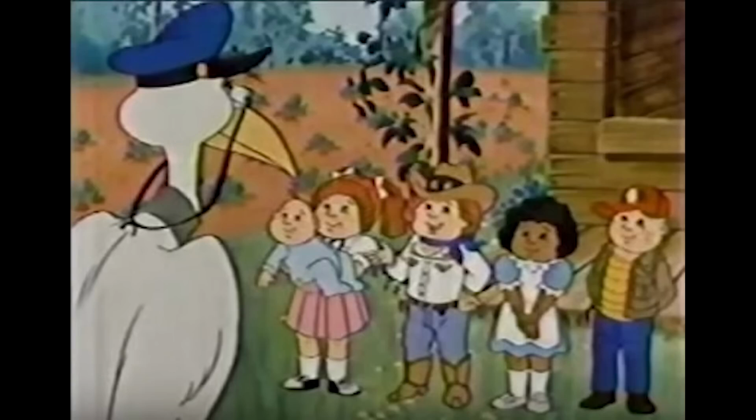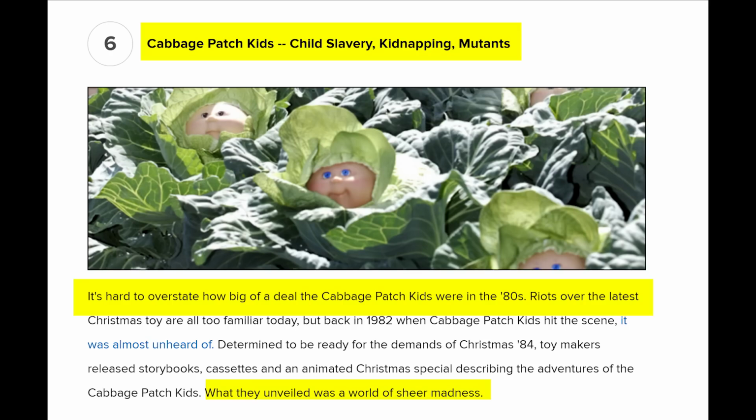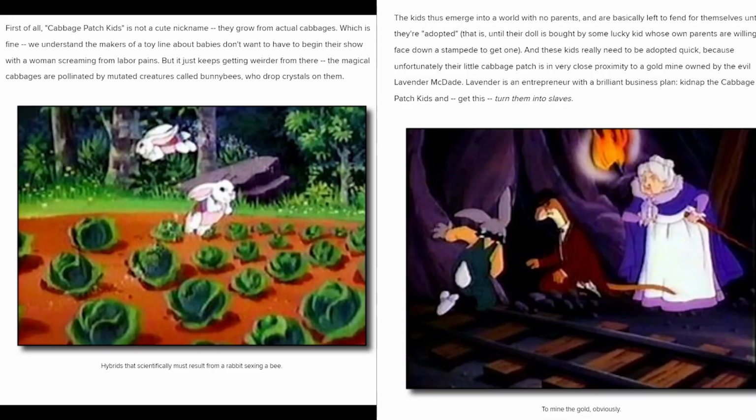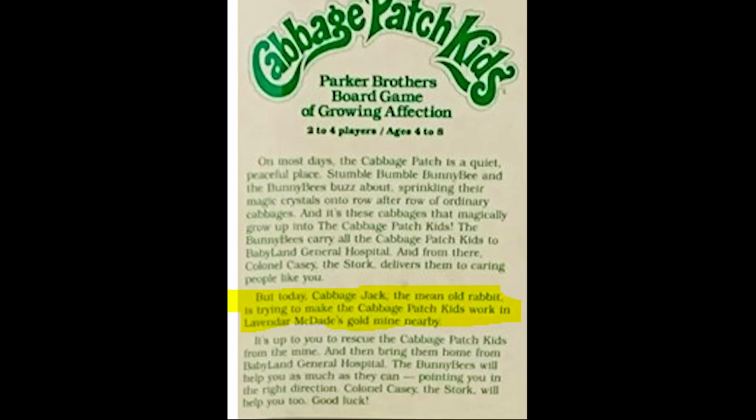So he's a worker, a soldier, as well as the Cabbage Patch Kids' official historian that would then deliver the babies to their new homes. Not only that, but there's an evil witch named Lavender McDay. She and her weasel and jackrabbit henchmen are literally trying to enslave the Cabbage Patch Kids to be miners to dig for gold in the valley.